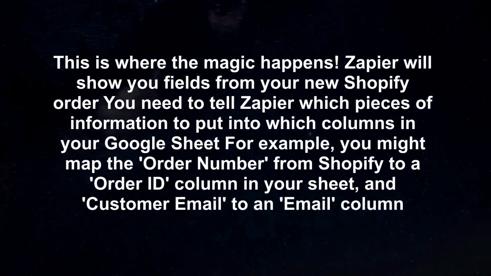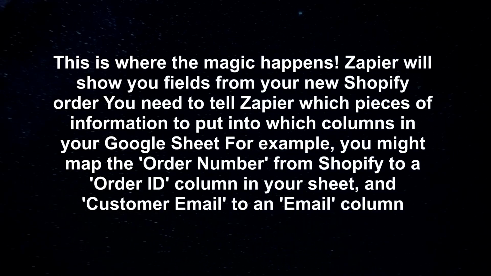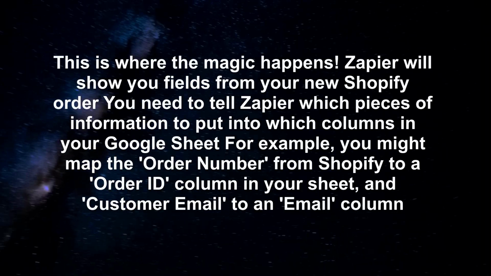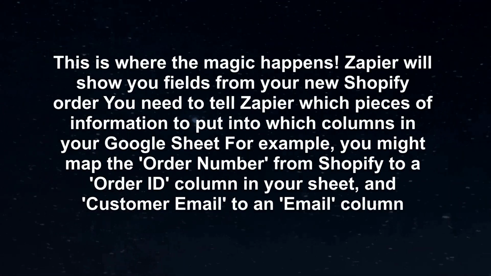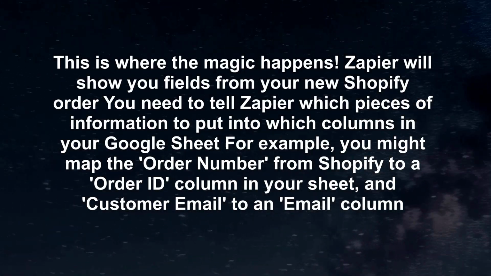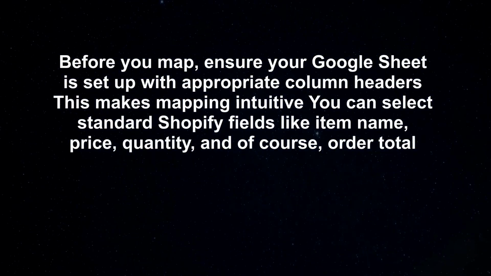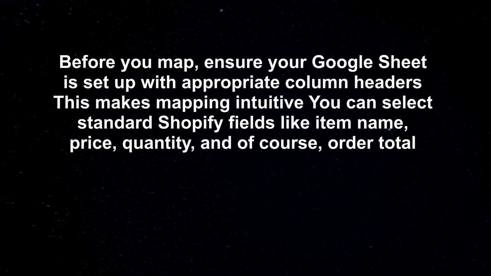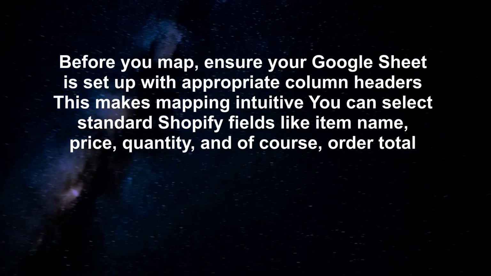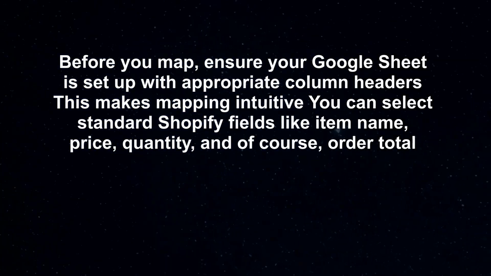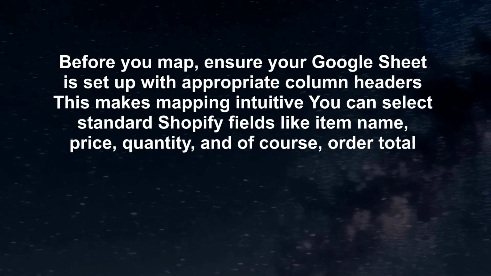This is where the magic happens. Zapier will show you fields from your new Shopify order. You need to tell Zapier which pieces of information to put into which columns in your Google Sheet. For example, you might map the order number from Shopify to an order ID column in your sheet and customer email to an email column. Before you map, ensure your Google Sheet is set up with appropriate column headers. This makes mapping intuitive. You can select standard Shopify fields like item name, price, quantity, and of course, order total.